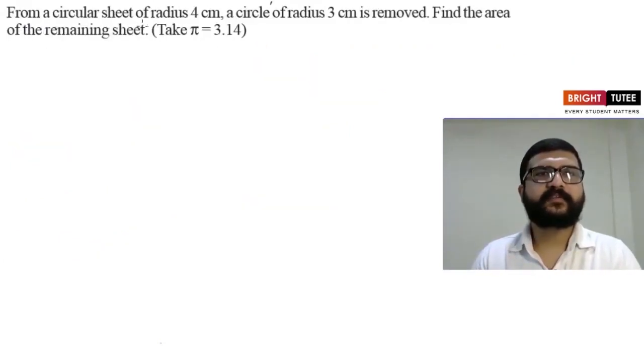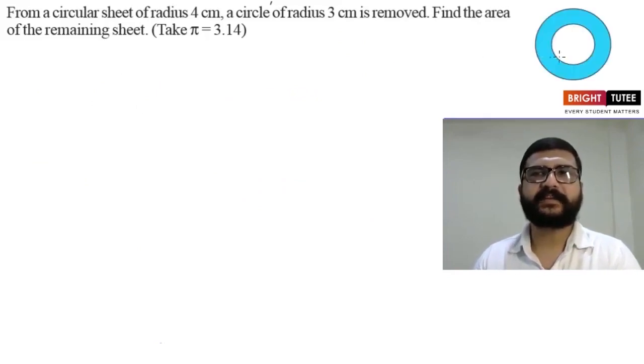Now the question is, from a circular sheet of radius 4 cm, a circle of radius 3 cm is removed. Find the area of the remaining sheet. So here one circular sheet was given of radius 4 centimeters and a circle of radius 3 centimeter has been removed from it. We have to find the area of the remaining sheet. Now we can consider this figure here. Here one circle was given and a circle is removed from this circle, and what we have to find now? We have to find area of this shaded portion. This is the remaining area of the sheet.